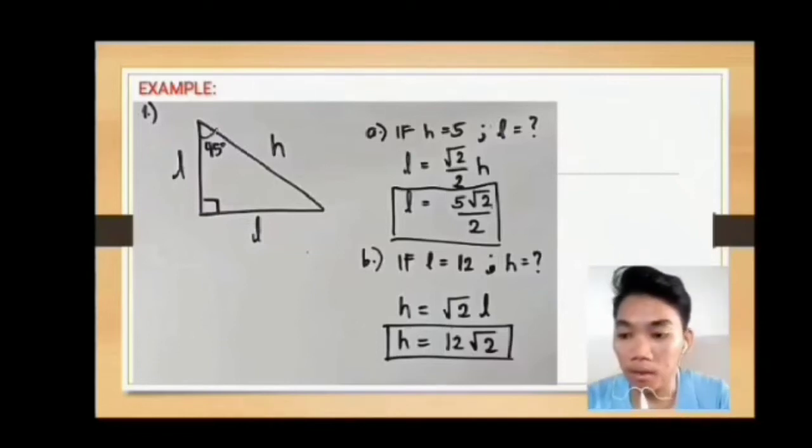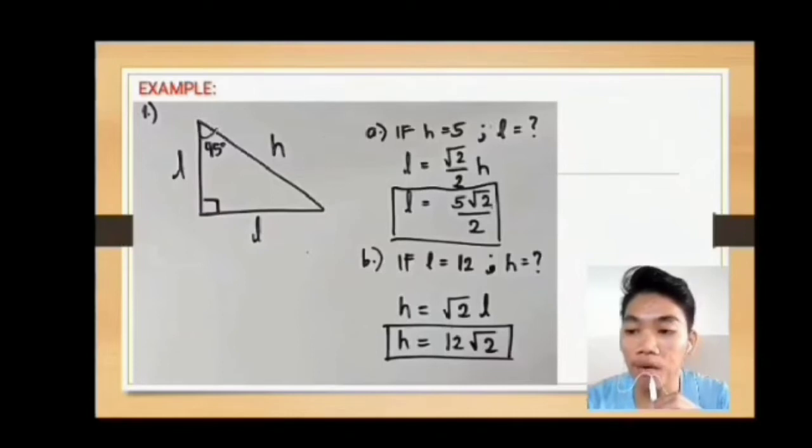So, since our hypotenuse is 5, the 5 times square root of 2 over 2 is equal to the length, which is 5 square root of 2 over 2. So, ganun lang siya kadali guys.